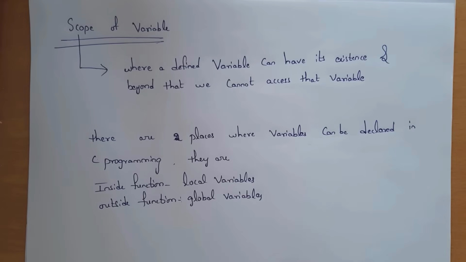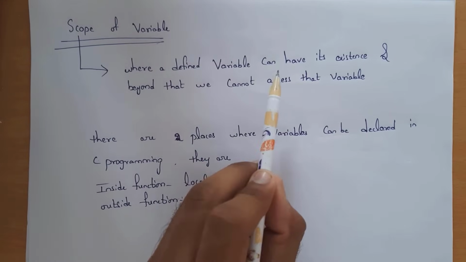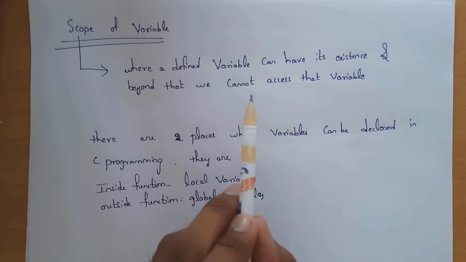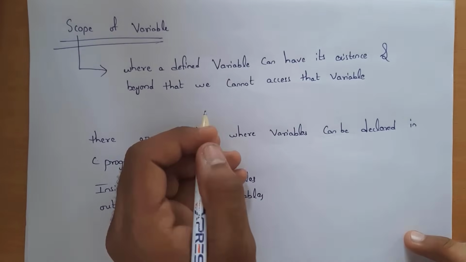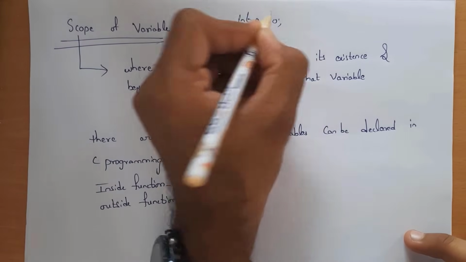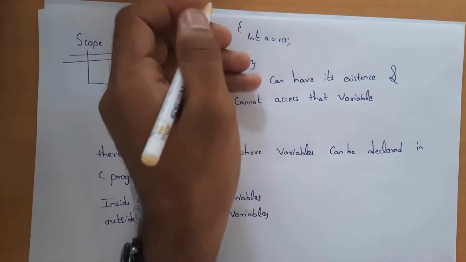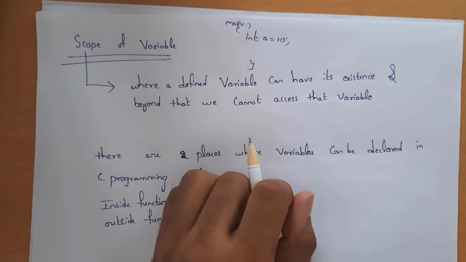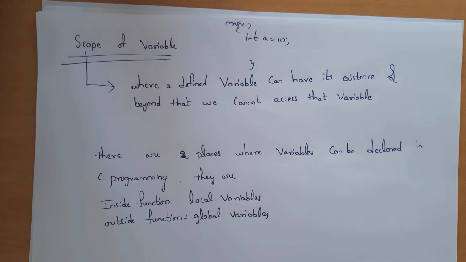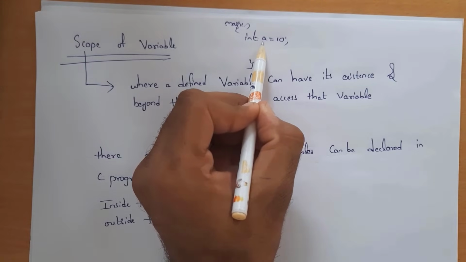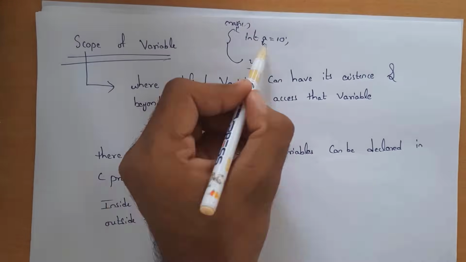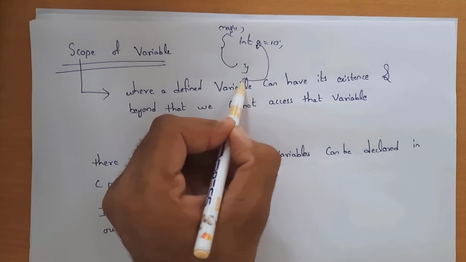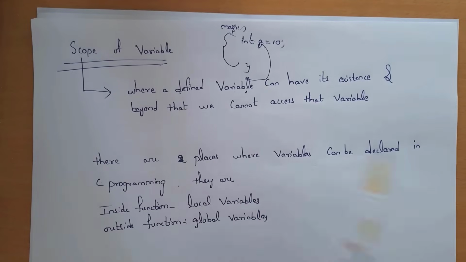At first I will explain scope of a variable. A defined variable has its existence, and beyond that we cannot access that variable. For example, if you define any variable, like I am defining int a = 10. This a is my variable, and I declared it inside the main function. Scope is nothing but the existence of a variable. So this variable a exists only inside the main function, and I cannot access this variable a outside the main function.